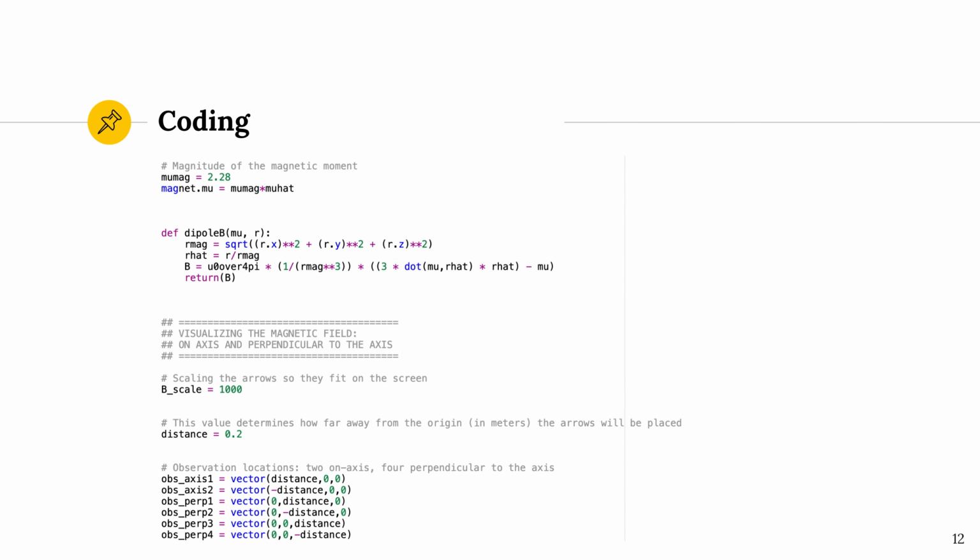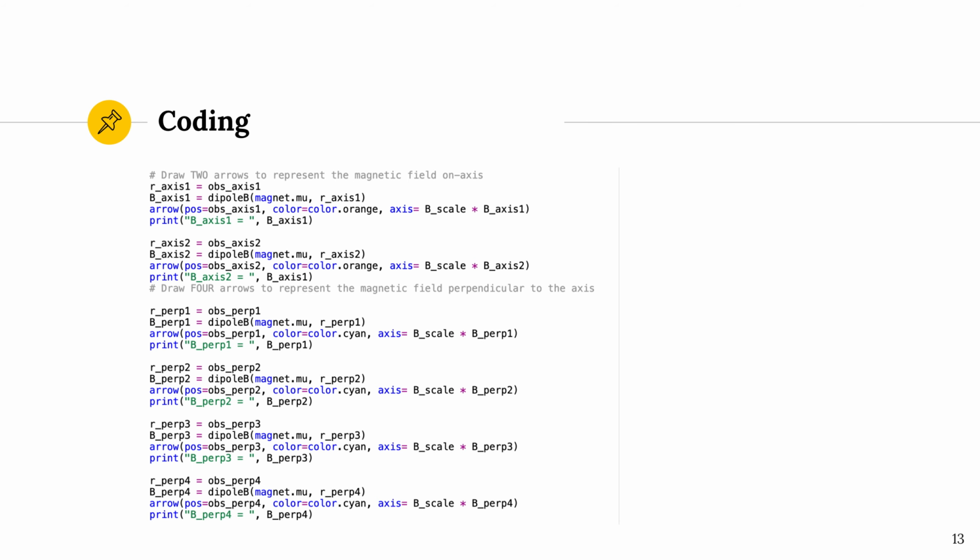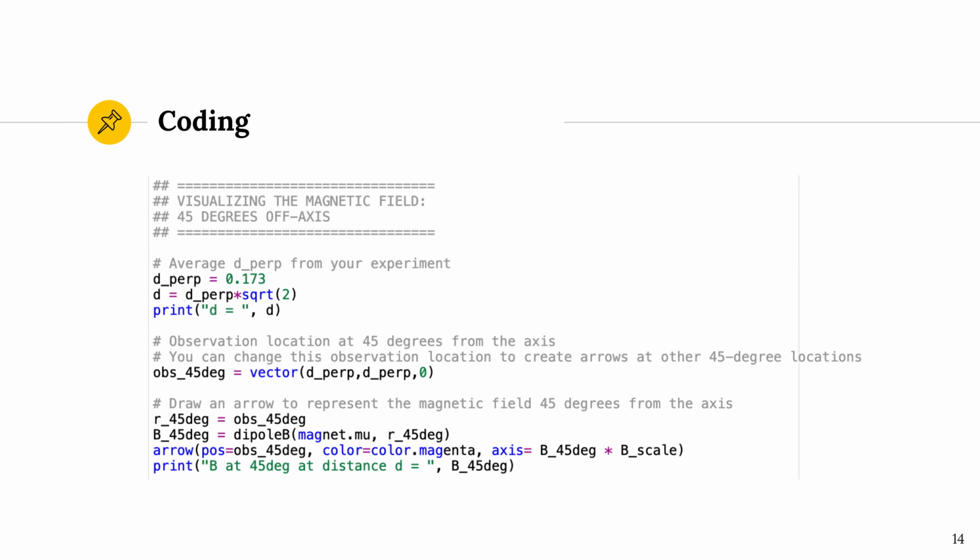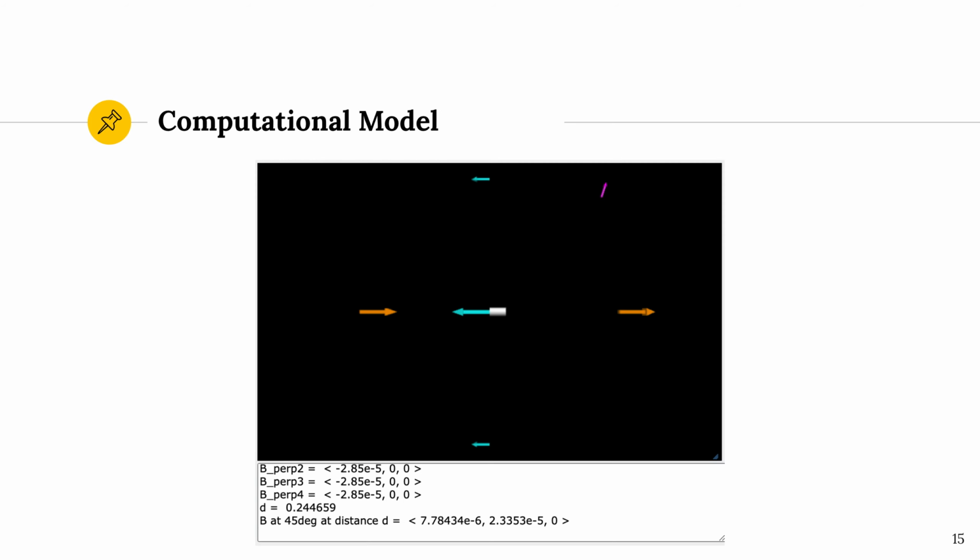This is the main part of the coding in this lab. I first set the magnetic moment and I calculated magnetic field. Also, I set the observation locations to on axis and perpendicular to the axis. Then I drew arrows representing the magnetic field on each location. Lastly, I visualized the magnetic field. So this is the computational model indicating the direction of the magnetic field on each location.